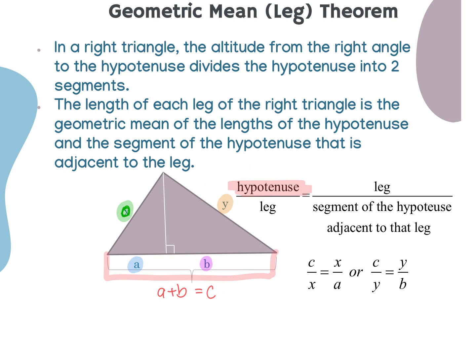I'm going to highlight it using two colors so you understand what I'm talking about. So your leg can either be your leg in blue or your leg in purple. So either you're writing A or B. When we get to the examples, I'll show you what I mean when I'm saying either A or B. And you're putting it over the segment of the hypotenuse that's adjacent to the leg.